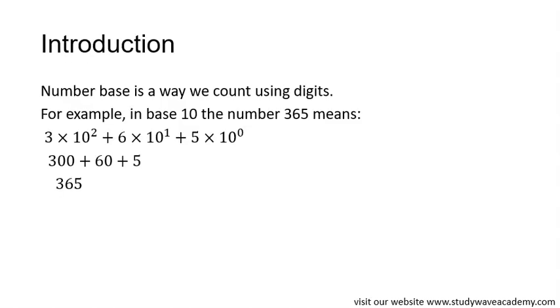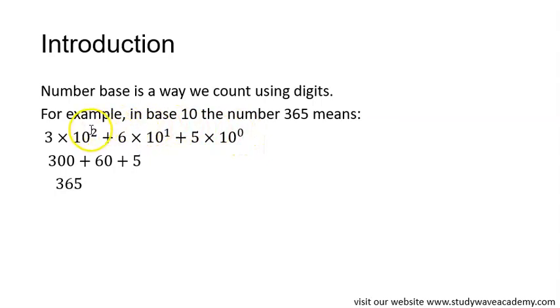Good. Number base is a way we count using digits, okay? For example, in base 10, the number 365 means 3 times 10 raised to power 2 plus 6 times 10 raised to power 1 plus 5 times 10 raised to power 0.